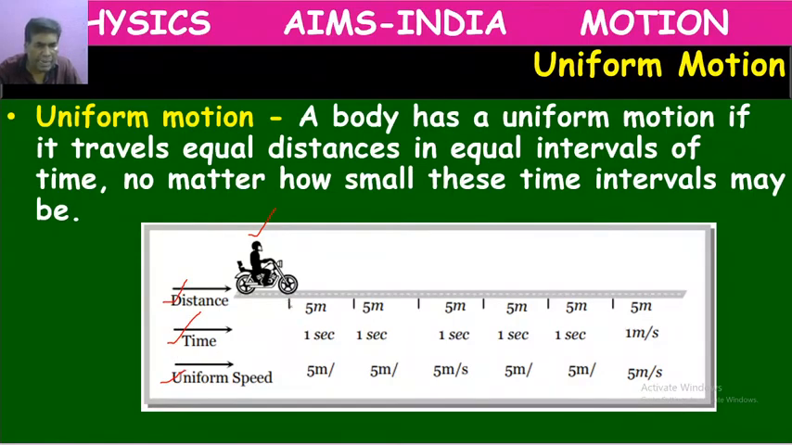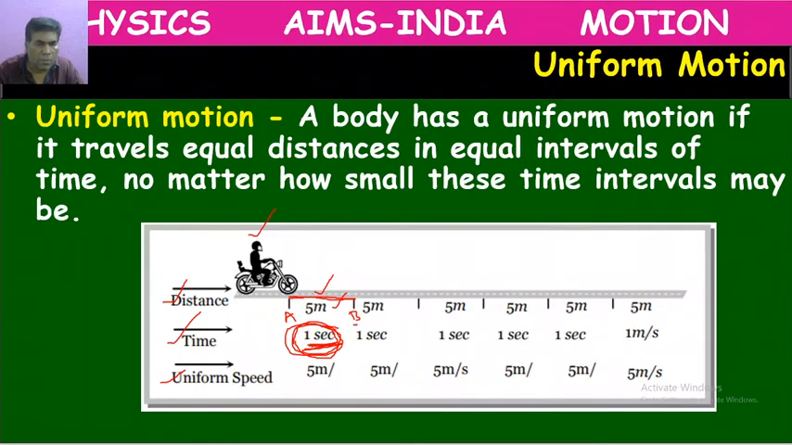Let us assume this point is A and this point is B. Between A and B, what is the distance? 5 meter. What is the time interval? 1 second. Time interval means the time taken by the bike for traveling from A to B. This time interval is 1 second. Means in this particular time interval, it has traveled the distance of 5 meters.